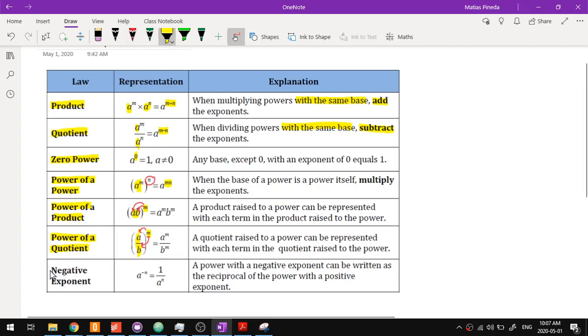And finally, we have the negative exponent law. If you have a power with a negative exponent, so a to the power of negative n, we can write this as the reciprocal of the power with a positive exponent. What it means is that the negative sign in front of the exponent disappears, and then whatever remains, which is just a to the power of n, is moved downstairs in a quotient. Okay, now this goes both ways.